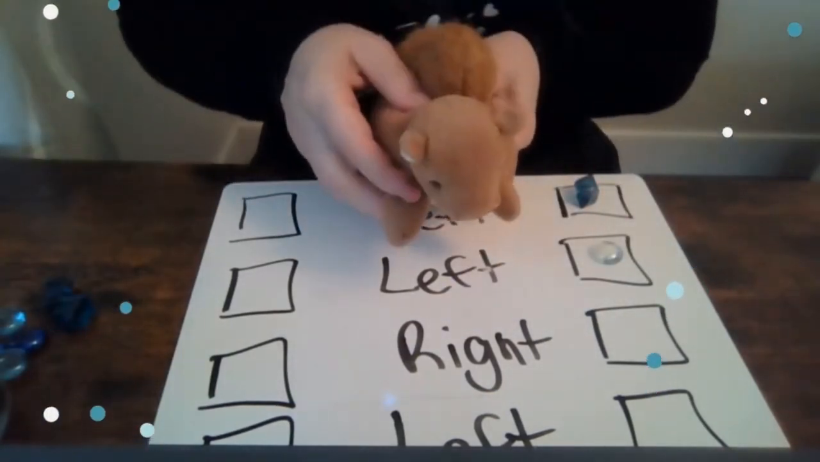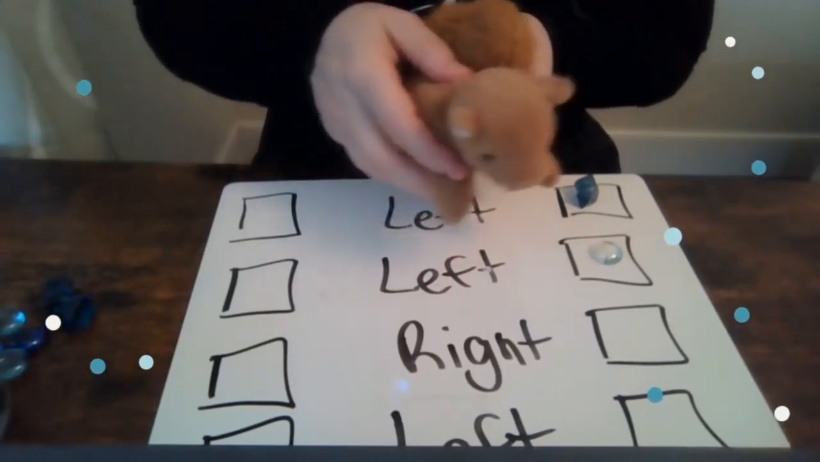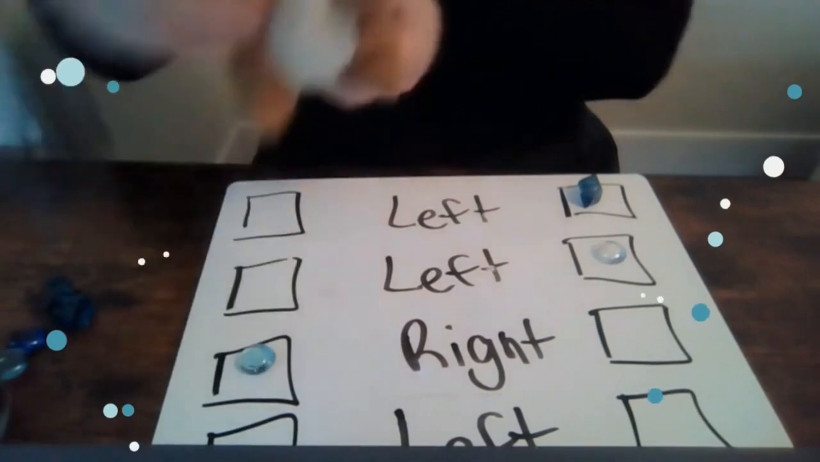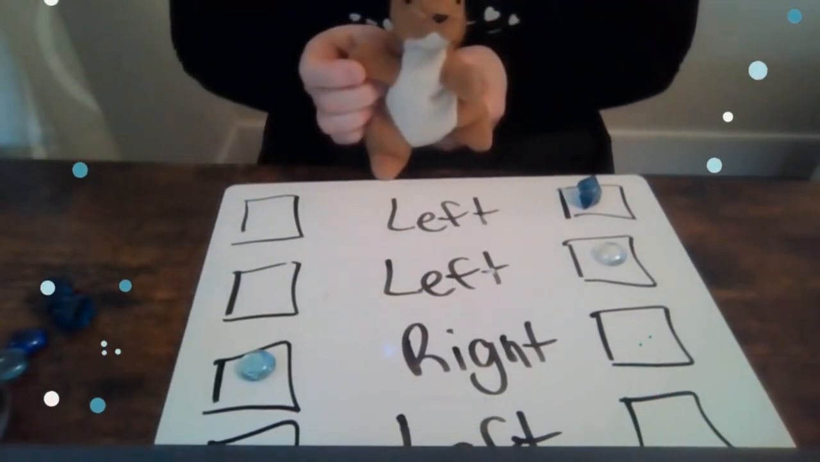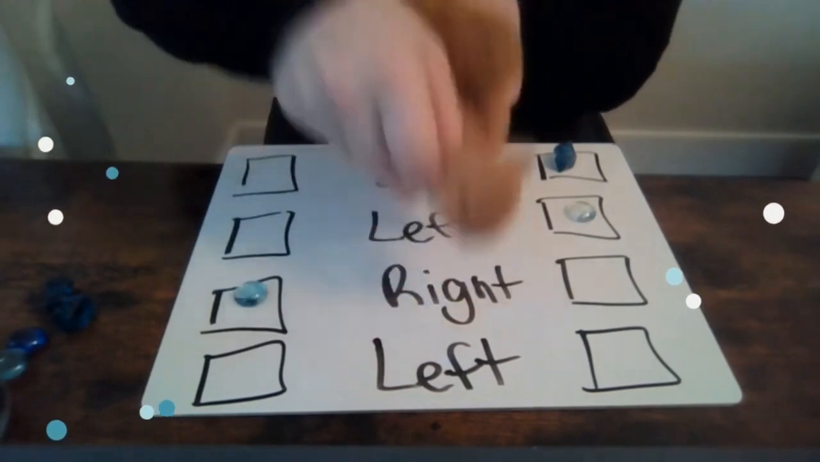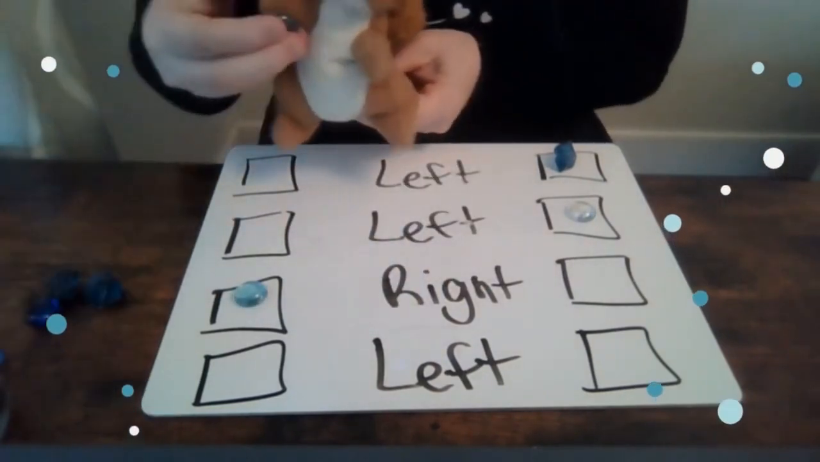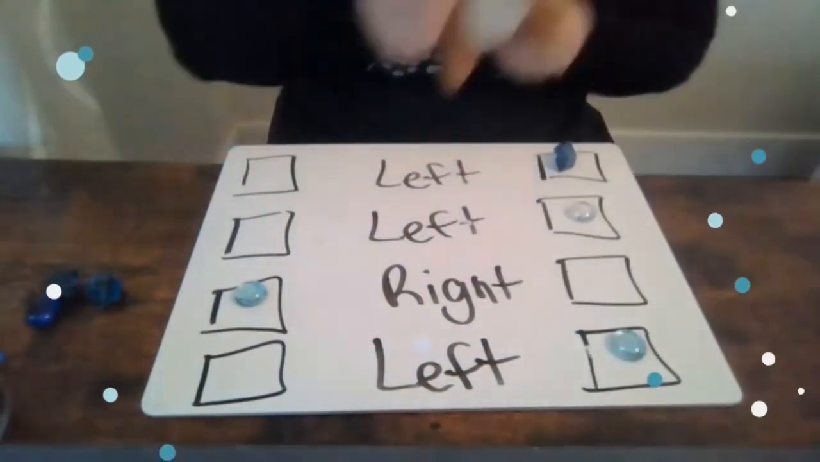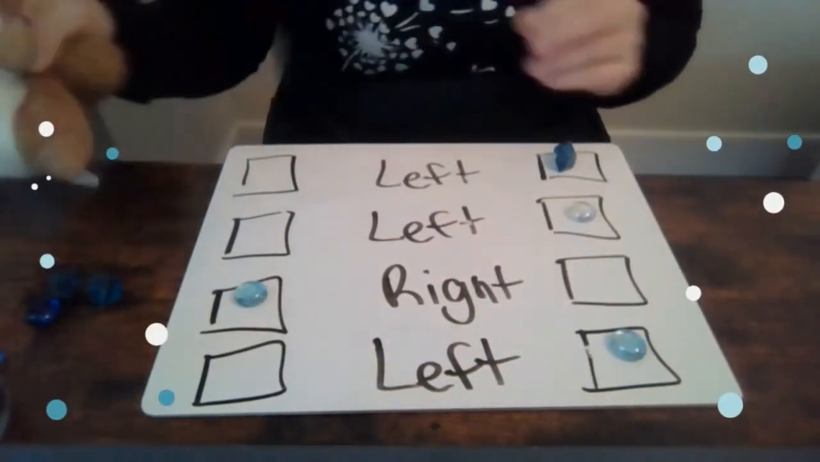What does the third one say? Right. Where's your right? There it is. Good job. And what does the last one say? Can you read it? Left. Ooh. Do you remember where left is, Squirrel? Yep. There it is. Super fun.